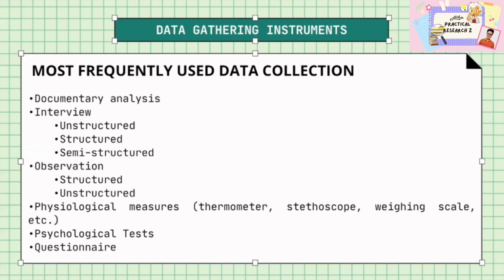Another one is physiological measures. Physiological measures are considered more accurate and objective than other data collection methods. It's just that it requires knowledge in manipulating instruments like thermometer, stethoscope, weighing scale, etc.